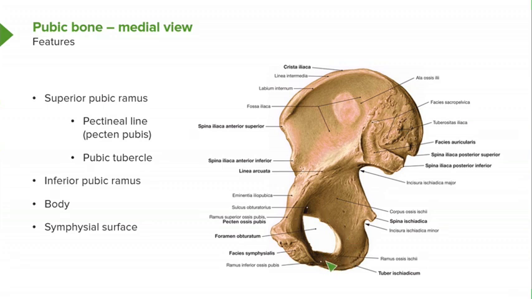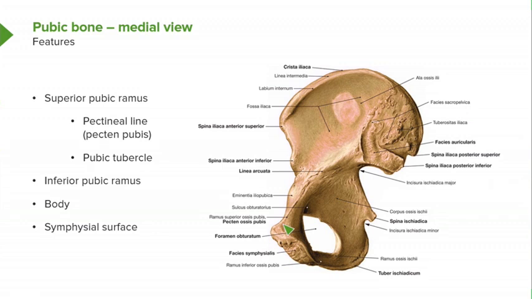Along here, we have the other ramus of the pubic bone. This is the inferior pubic ramus. And as mentioned with the ischium, the inferior pubic ramus joins the ischial ramus.